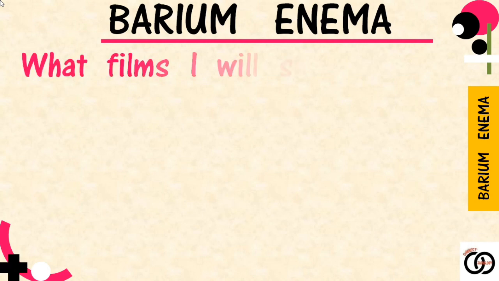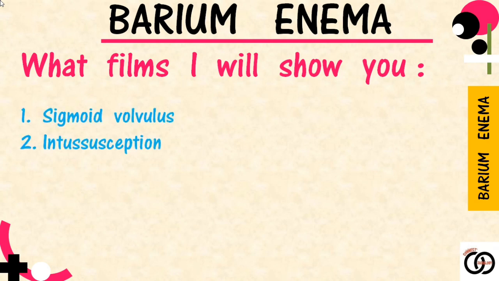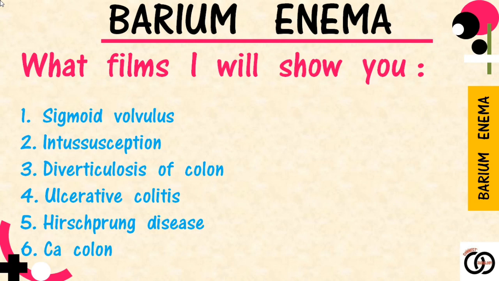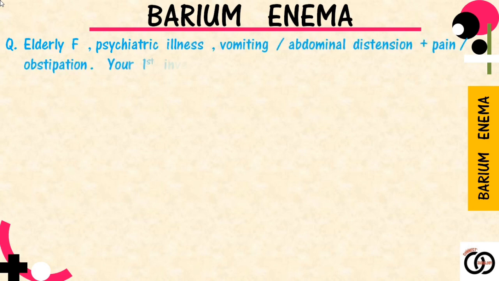I will show you a few colon pathologies easily visualized on barium enema. They are sigmoid volvulus, intussusception, diverticulosis of the colon, ulcerative colitis, Hirschsprung disease, and carcinoma colon. Moving forward, see this question. An elderly female suffering with a known psychiatric illness comes to the emergency department at 4 a.m. with complaints of vomiting, massive gaseous abdominal distension, pain abdomen, and features of obstipation. What's the first investigation you will do?